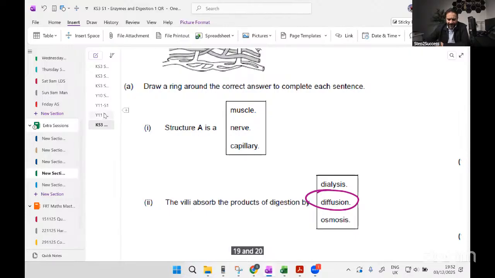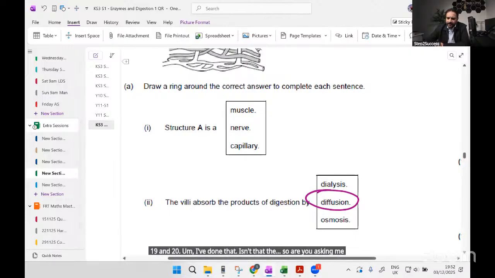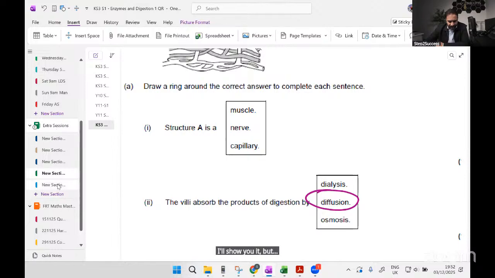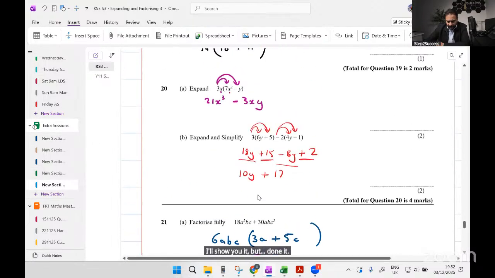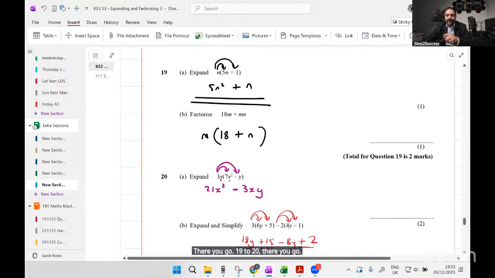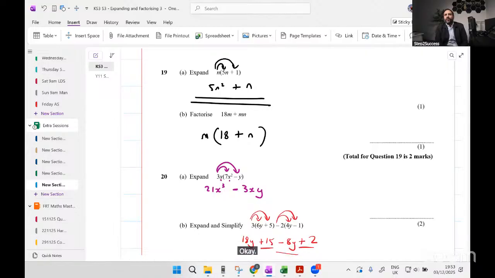I've done that. So are you asking me for the expanding and factorizing? Okay, I'll show you it, but I mean, I've done it. There you go. 19 and 20. That is 19 and 20 shown. I am not going to show you any more because I get the feeling that you are writing the answers in as we do this.